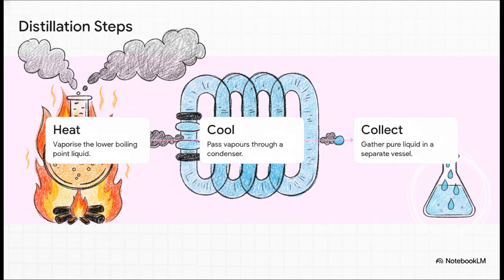Let's break down the mechanics here. First, you crank up the heat on the flask holding your mixture. Because of that 25-degree difference we just talked about, the liquid with the lower boiling point vaporizes first. It literally leaves the other one in the dust. Then those hot vapors travel through a long glass tube called a condenser. This uses circulating water or air to cool them right back down. Finally, the cooled vapors condense back into a pure liquid, dripping safely into a completely separate vessel. It is just such an elegant, foolproof solution.